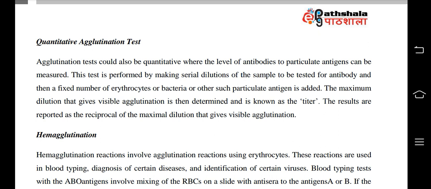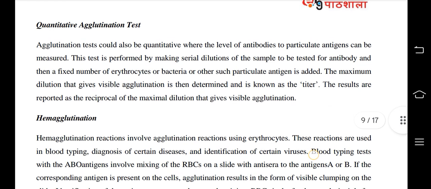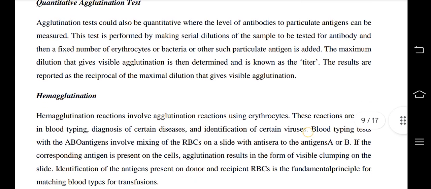So, agglutination tests could also be quantitative, where the level of antibodies or particulate antigens can be measured. The test is performed by making serial dilutions of the sample to be tested for antibody, and then a fixed number of erythrocytes or bacteria or other such particulate antigen is added. The maximum dilution that gives visible agglutination is then determined and is known as titer. The results are reported as the reciprocal of the maximum dilution that gives visible agglutination.